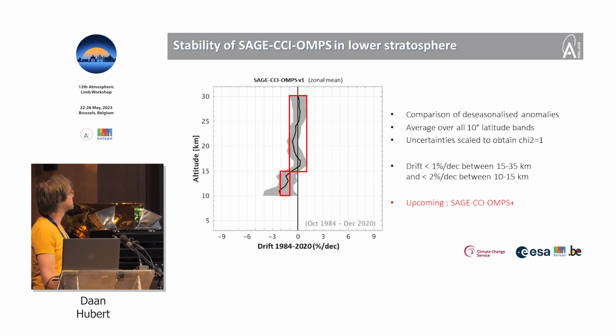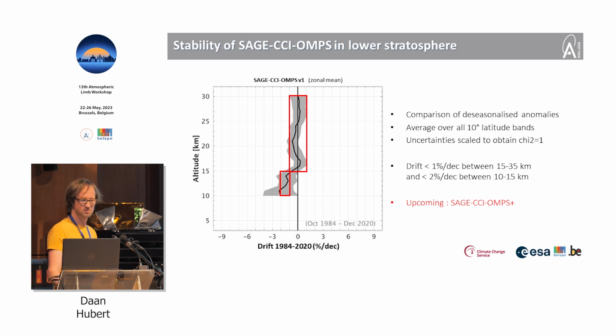This is the result for the SAGE CCI OMPS data set that was used in the assessment, but we have a new release coming up, so this will be updated. But this is the result that we currently have. It's a comparison to sonde, so we are limited in altitude range to between 10 and 30 kilometers. And the result is very, very good actually. The agreement is within 1% per decade in the lower and up to the middle stratosphere.